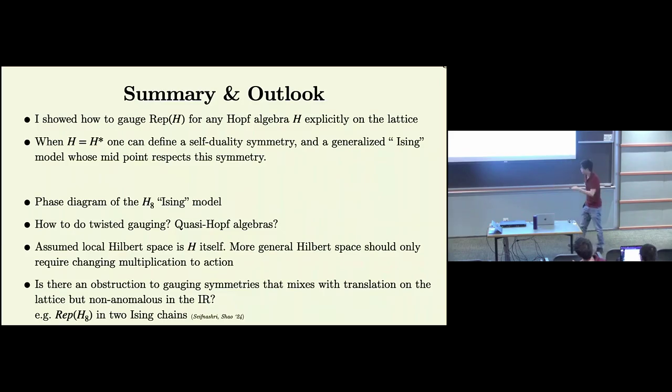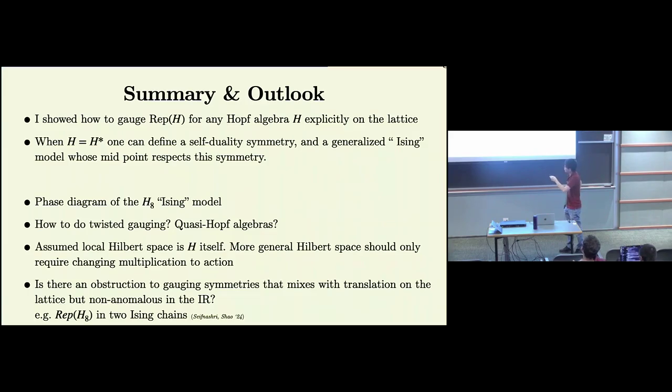So it'll be interesting to work out the phase diagram for this Ising model, right? It's a 1D chain. You can use DMRG pretty easily, and that's what we plan to do next. So it'll be interesting to see whether there's a critical point or is there some intermediate phase in between.